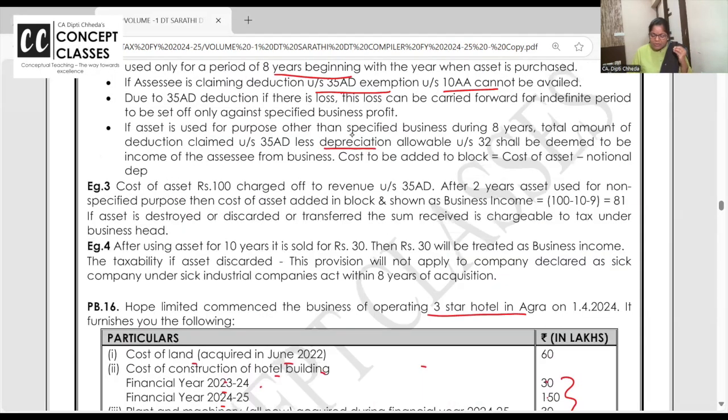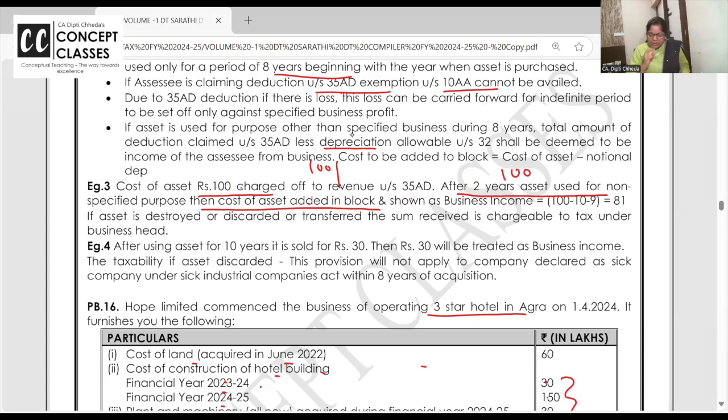Now, a very important and small but good concept: suppose it is used for another purpose. We told you 35AD may say you have purchased a 100 rupees asset. We are allowing 100 rupees in the P&L, but use it only for the specified business. If you use it for a non-35AD purpose after 2 years, then the whole is disallowed. Earlier you got a debit in the P&L, now credit in the P&L.